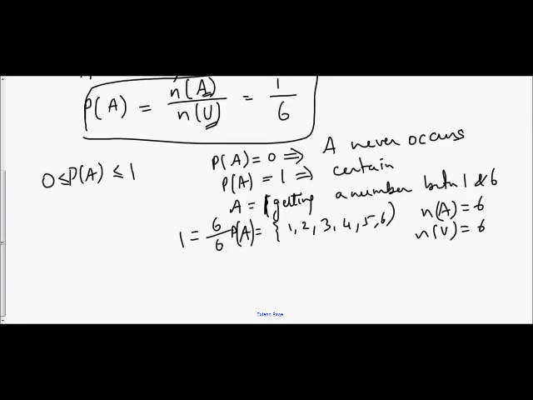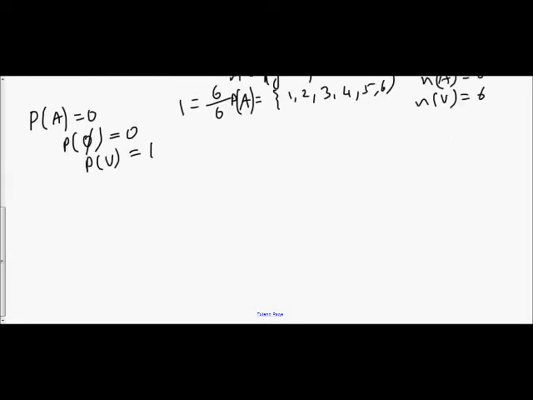Okay, that is one property. The other property is, as we just said, when will it be 0? P of A would be 0 when the A never occurs. Or you can also put it like P of phi is equal to 0. Phi means null set. Okay, and probability of the whole set, that is the sample space, is always equal to 1, because probability of U would be n of U over n of U by the definition, so it is 1. Okay, so these are the two very important things. Probability of null set is equal to 0, and probability of the sample space is always equal to 1.